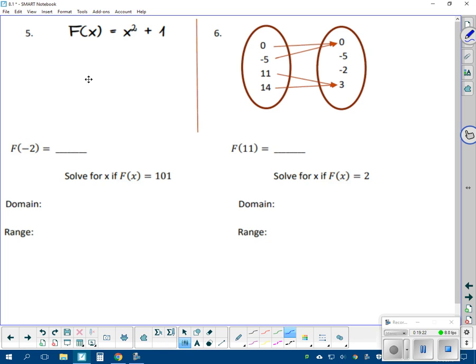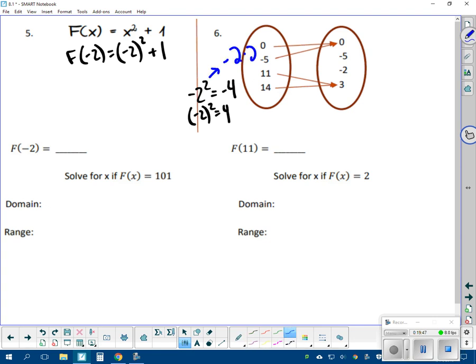f of negative 2, so that means we are plugging negative 2 in. So f of negative 2 equals negative 2 squared. If you do not use parentheses here, you will get it wrong, because keep in mind, negative 2 squared this way is negative 4. But negative 2 squared this way is positive 4. Why? Well, because this one would be a negative, and then 2 times 2. You only square the number. But this one, you're squaring the negative sign as well because it's in parentheses. So that would become a positive.